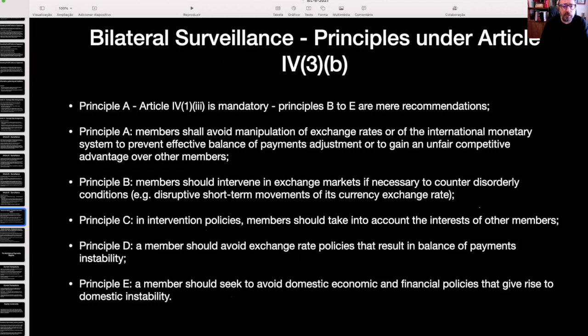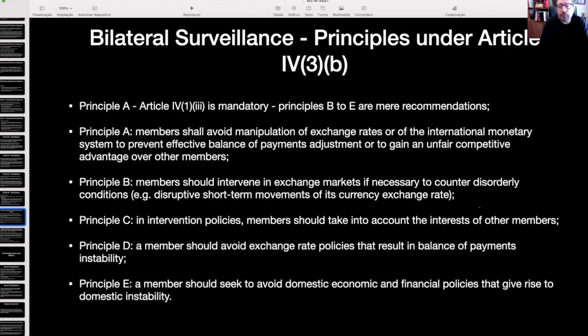Of these principles, only Principle 1, which, as I said, is still subject to hard law, to hard rules in the Articles of Agreement, is to avoid manipulation of exchange rates in order to gain an unfair competitive advantage. All the other principles are mere recommendations, and as I mentioned earlier, members have this sort of soft law duty, a best efforts obligation, to try to achieve, to fulfill these principles.